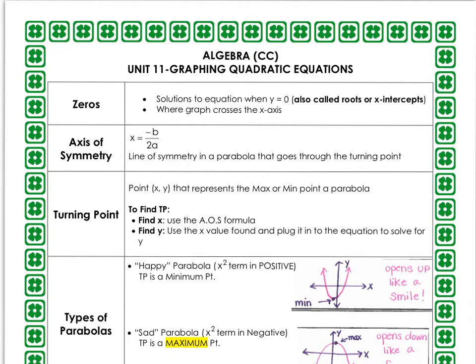Welcome to video 11.1. Today we're going to start off by talking about some vocabulary, what's on the front of your packet, so that we can go over graphing quadratic equations. The zeros, roots, or x-intercepts are the solutions, and it's where the y value equals 0, where the graph crosses the x-axis. The axis of symmetry: x equals negative b over 2a.